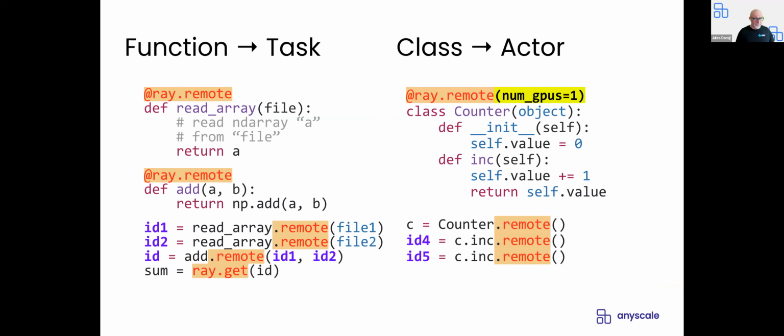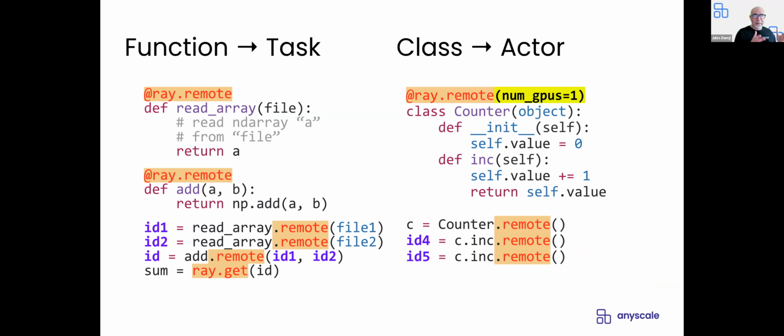So let's look at some code. Here I have a function called read array, and all it does is take a NumPy array, do some computation, and return some value, whatever that value is. All I have to do to convert that into a remote task is annotate it with the Ray decorator, by saying ray.remote.